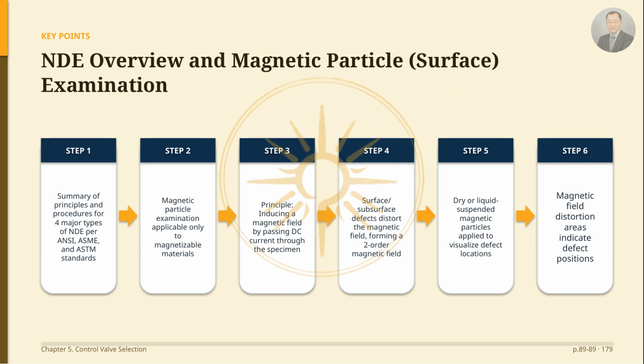First, magnetic particle examination can be used only on materials that can be magnetized. The principle involves applying a direct current across a piece to induce a magnetic field within it. Surface or shallow subsurface defects distort the magnetic field to the extent that a secondary magnetic field develops around the defect. If magnetic powder, either dry or suspended in liquid, is spread over the magnetized piece, areas of distorted magnetic field will become visible, indicating a defect in that area.